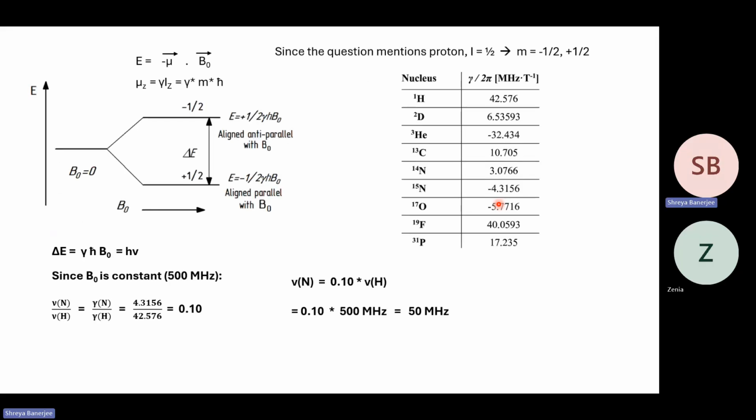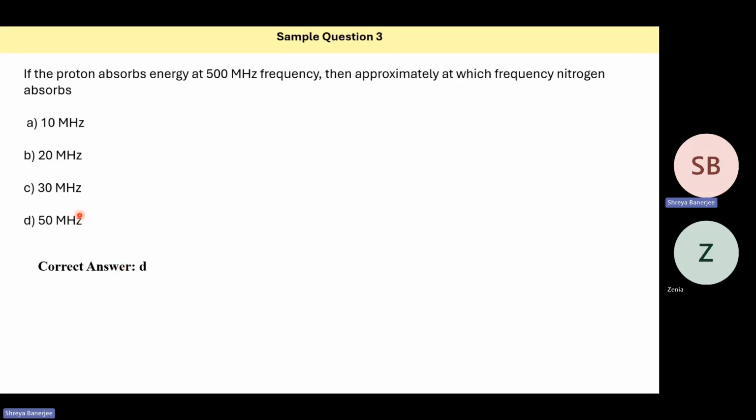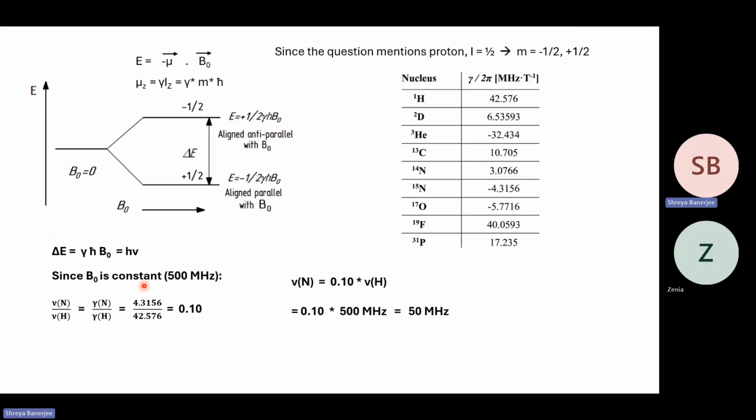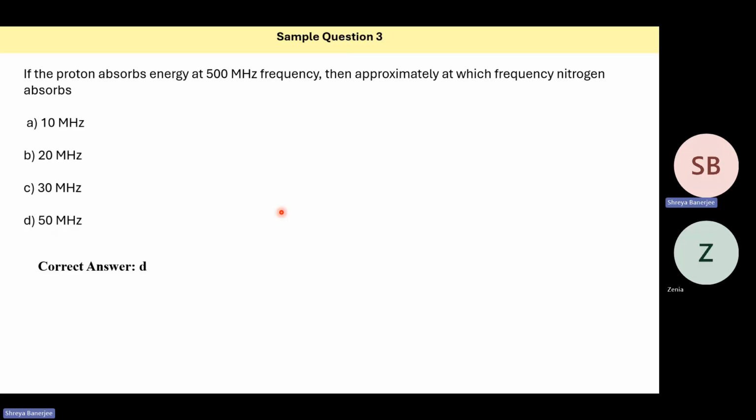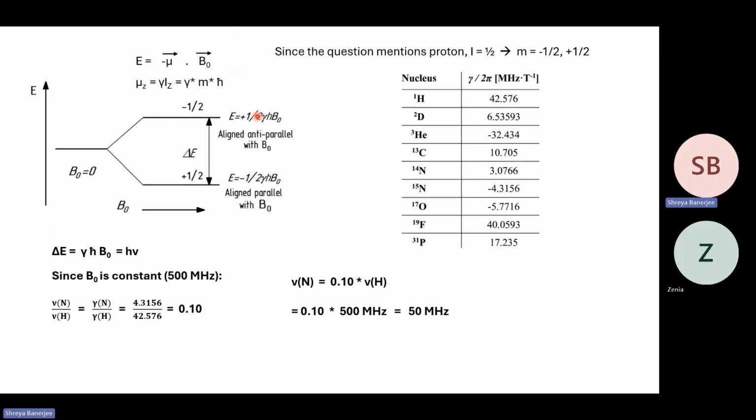So here, what you have to remember is that when in the presence of an external magnetic field, the energy splits up into two levels of different energies. We know the difference in energy between these levels, delta E, is gamma h bar B0. Since B0 is constant, in any NMR experiment you can consider the external magnetic field as constant. And here it is given as 500 megahertz.